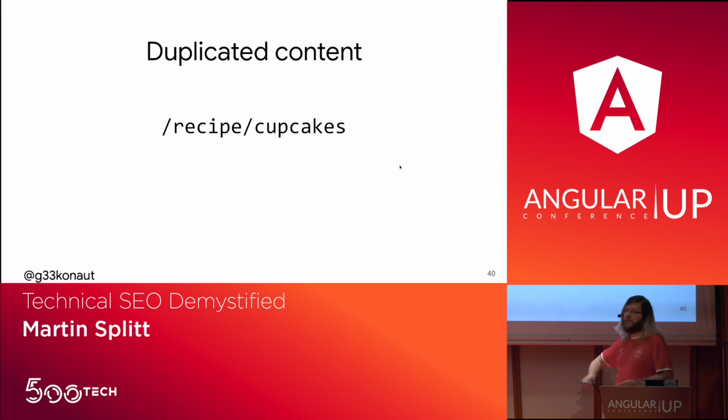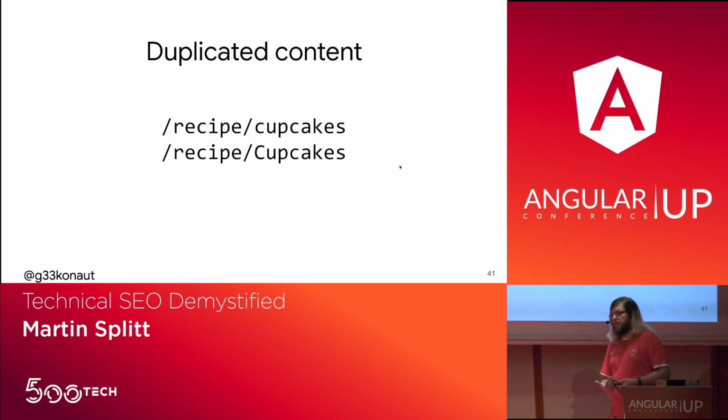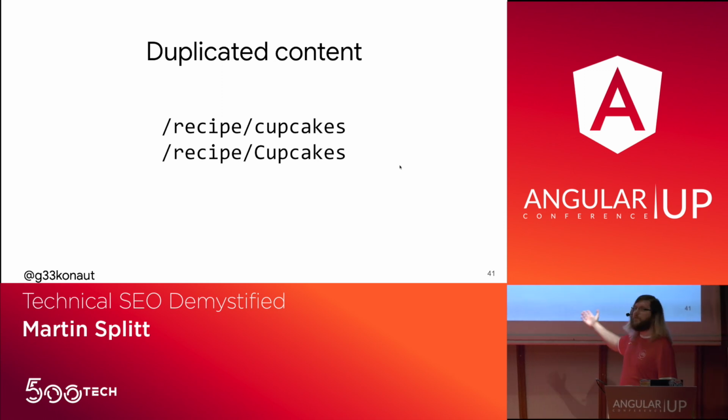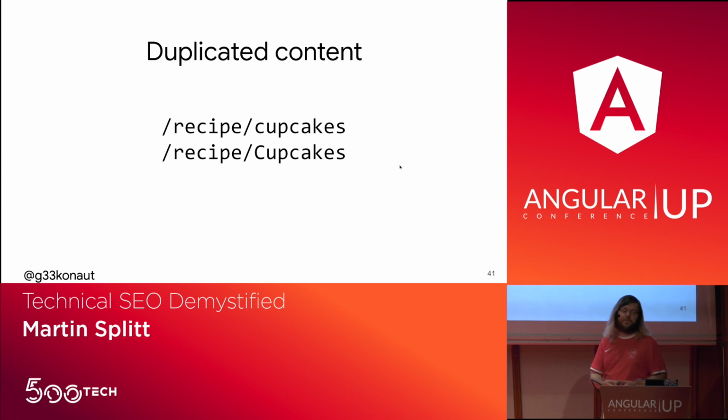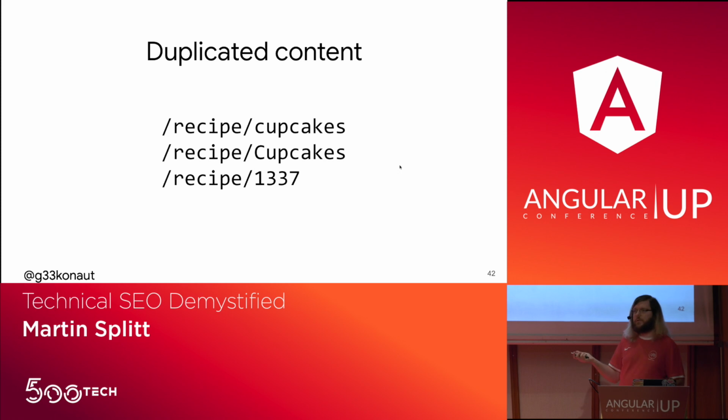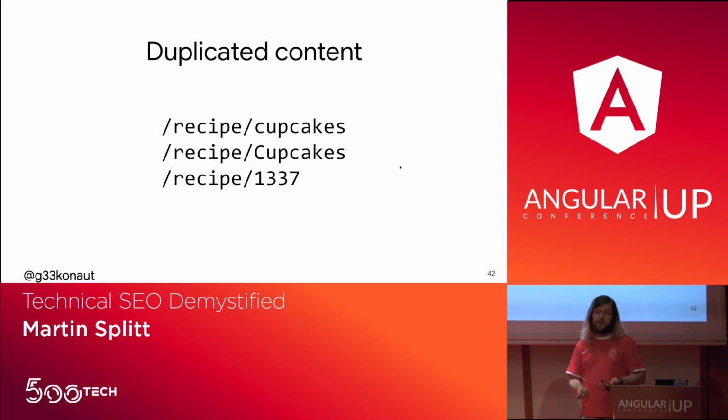You have a recipe, and in this case, it's the cupcakes recipe. But you want to be nice to users, so you're treating them case insensitively, right? But those technically still are two different URLs. They're just pointing to the same content. And maybe you have some legacy stuff going on, and you also need to support the recipe ID as a parameter here. And you're like, yeah, if it's numeric, then it's probably an ID.